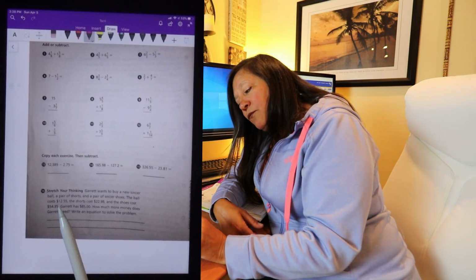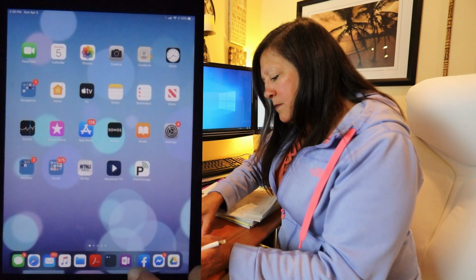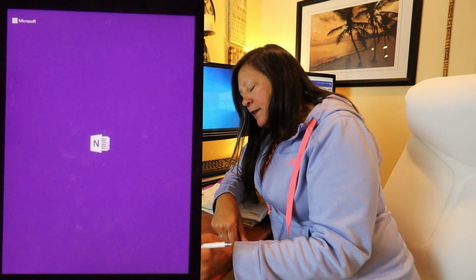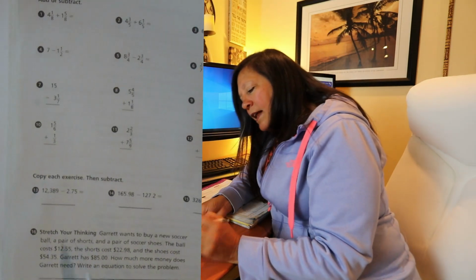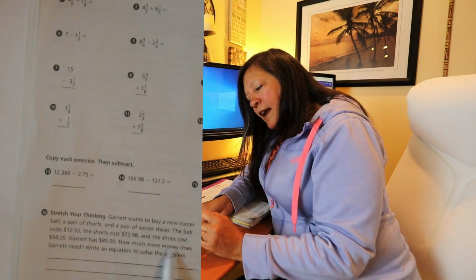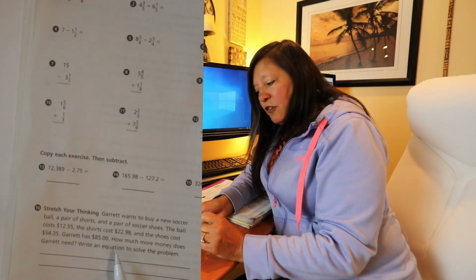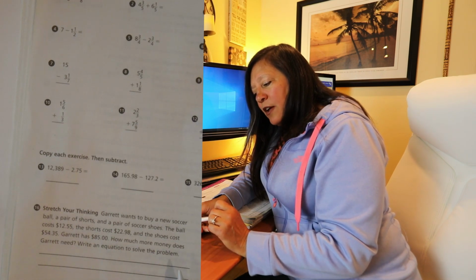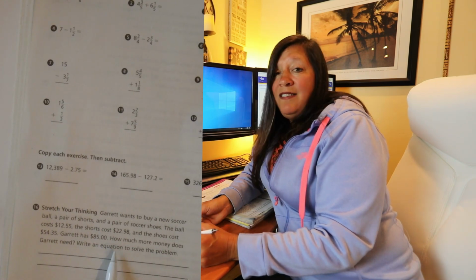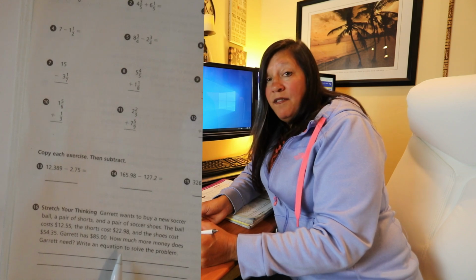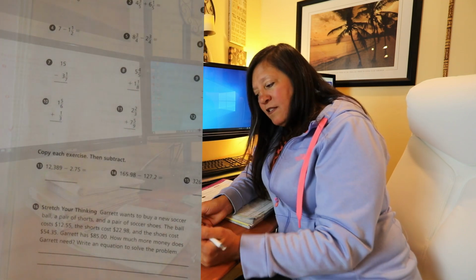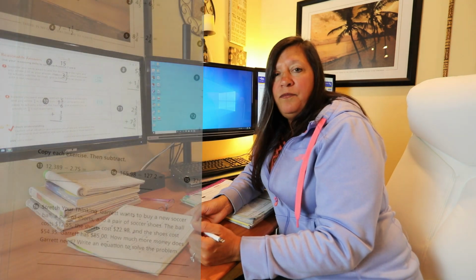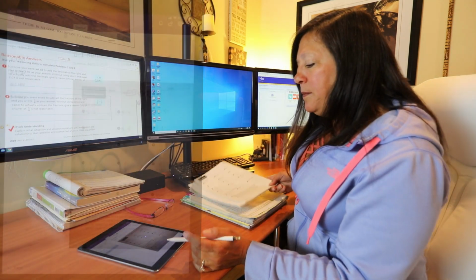Okay, so first you have to go, whoopsie, my OneNote turned off for a sec. First, guys, you need to go ahead and add all of the items together that he wants to purchase. So add all of those together. And then if he has $85, does he have enough to buy all those things? And if he doesn't, how much more is he going to need? So write an equation to solve that problem.